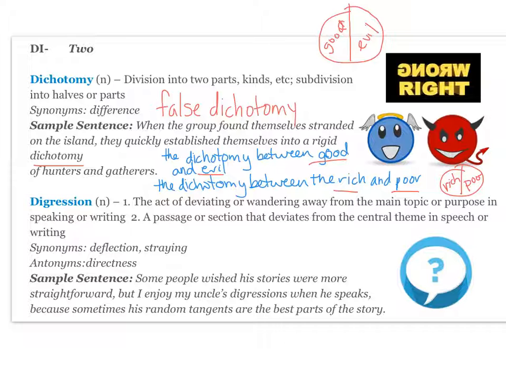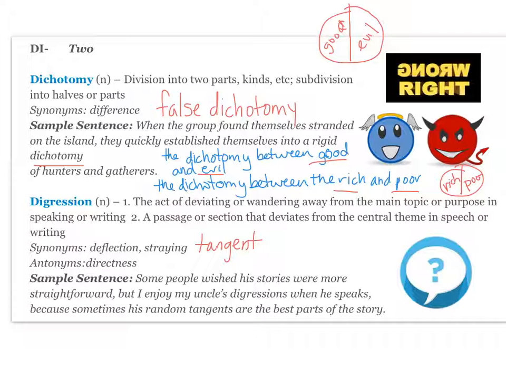Your next word is digression. It's a noun and means the act of deviating or wandering away from the main topic or purpose in speaking or writing, or a passage or section that deviates from the central theme in speech or writing. Your synonyms are deflection or straying. I also like the word tangent as a synonym for digression. You go off on a digression. You go off on a tangent.